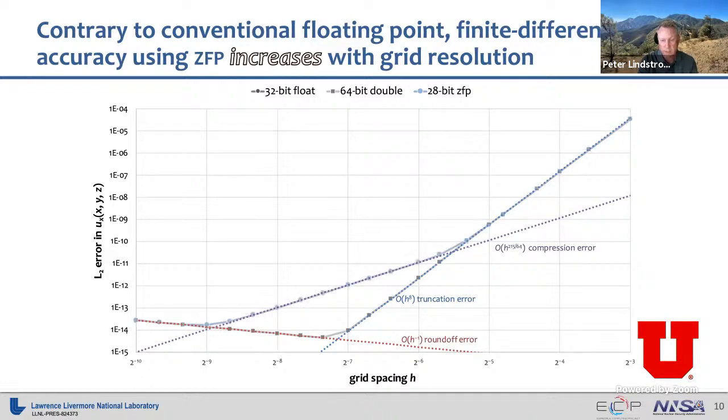So what we're seeing here is that this theory actually is really matched well by practice. We're seeing the ZFP curve here in blue using 28 bits per value. Of course, you want to compare that to IEEE single precision. We're seeing several orders of magnitude improvements here. And it's interesting to note that the compression error actually decreases when you go to finer grids. That's because the function gets locally smoother and more correlated.